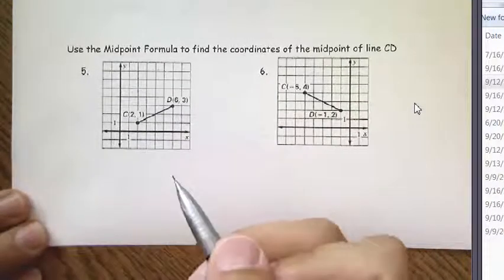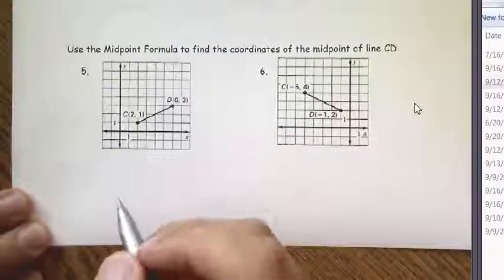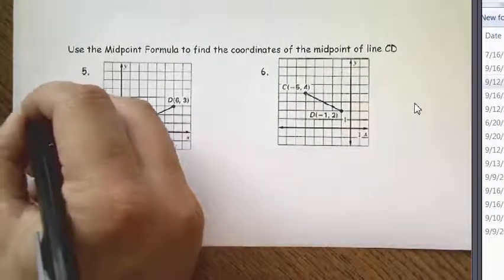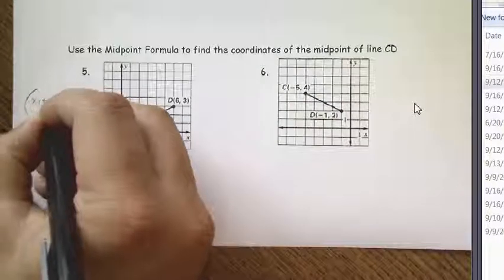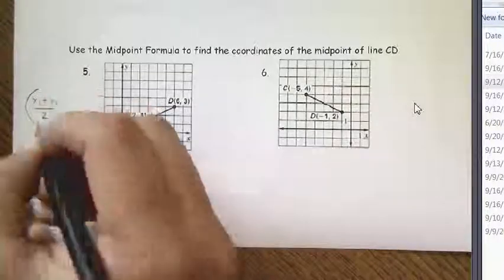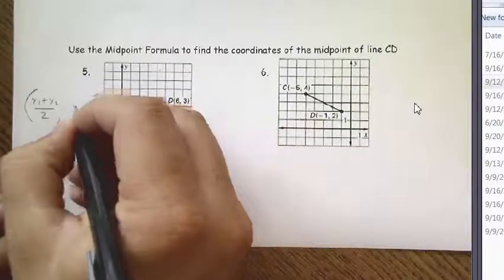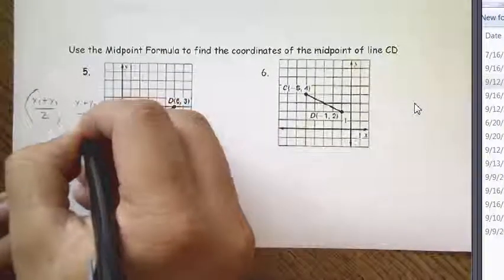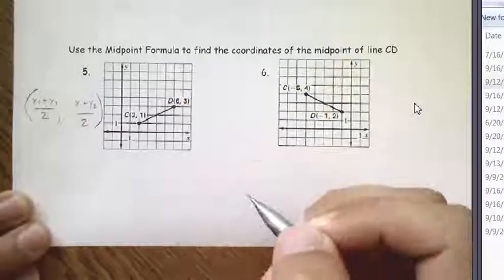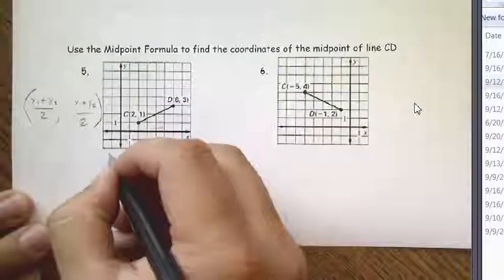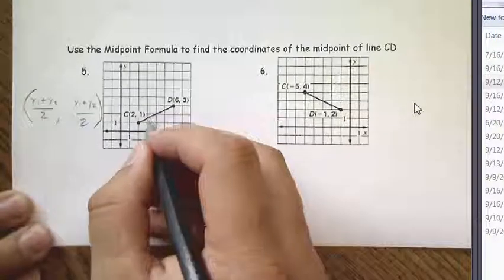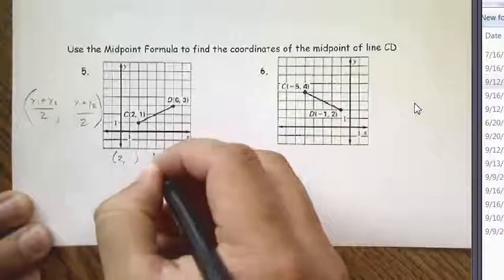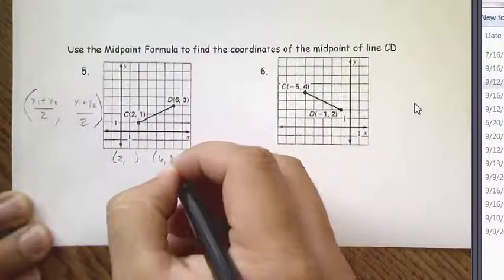Let's set this up first. We know our midpoint formula is x1 plus x2 over 2, y1 plus y2 over 2. I want you to write out your coordinates. The coordinates are already given, but I want you to write them out just like we do in class. So (2, 1) and (6, 3).